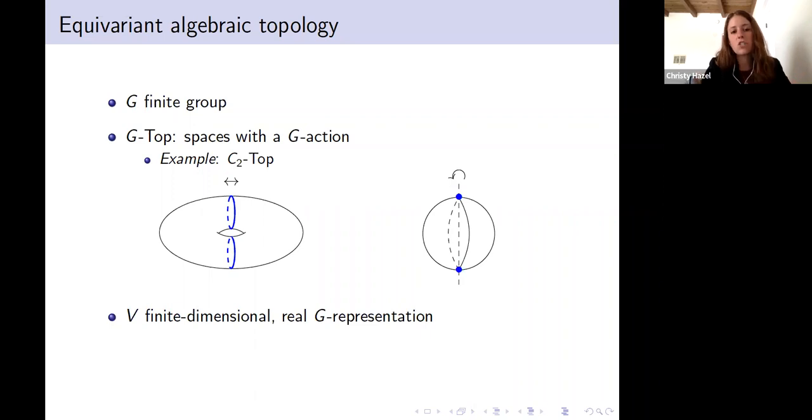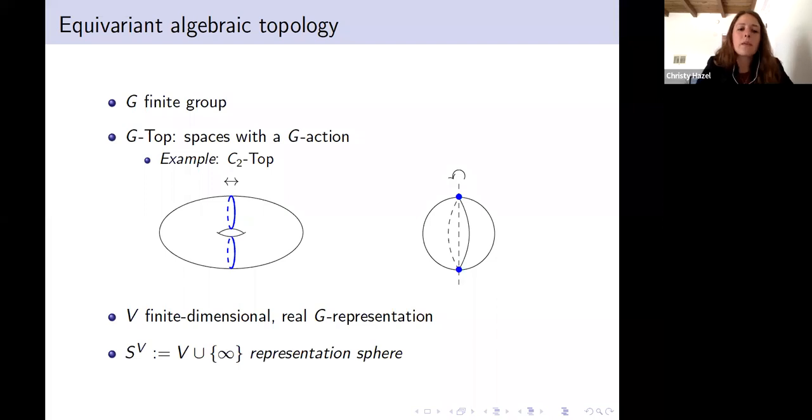In this world of G-top, the thing that's going to play the role of R^n, of our Euclidean space, is going to be these finite dimensional real G representations. And the thing that's going to play the role of our spheres is going to be our representation spheres. S^V here is used to denote the one-point compactification of this representation V. So we take our representation V and add a point at infinity. This gives us a sphere that inherits a nice action by our group G coming from the action on the representation.